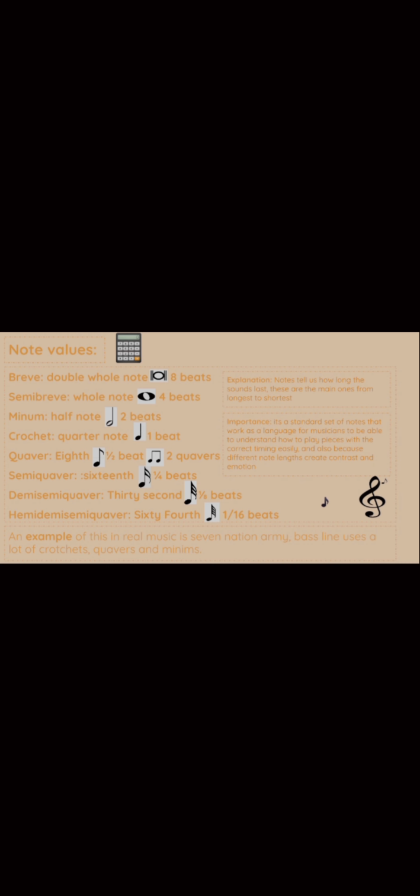And then we have a quaver, which is half a beat. 1 and 2 and 3 and 4 and, something along the lines of that. You get the idea. It slowly gets faster and faster.